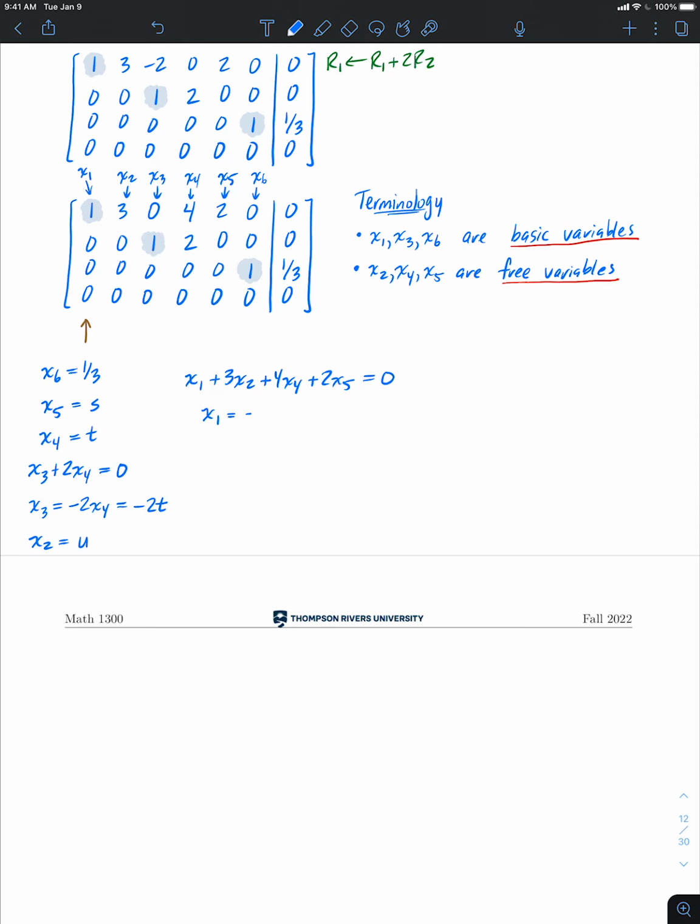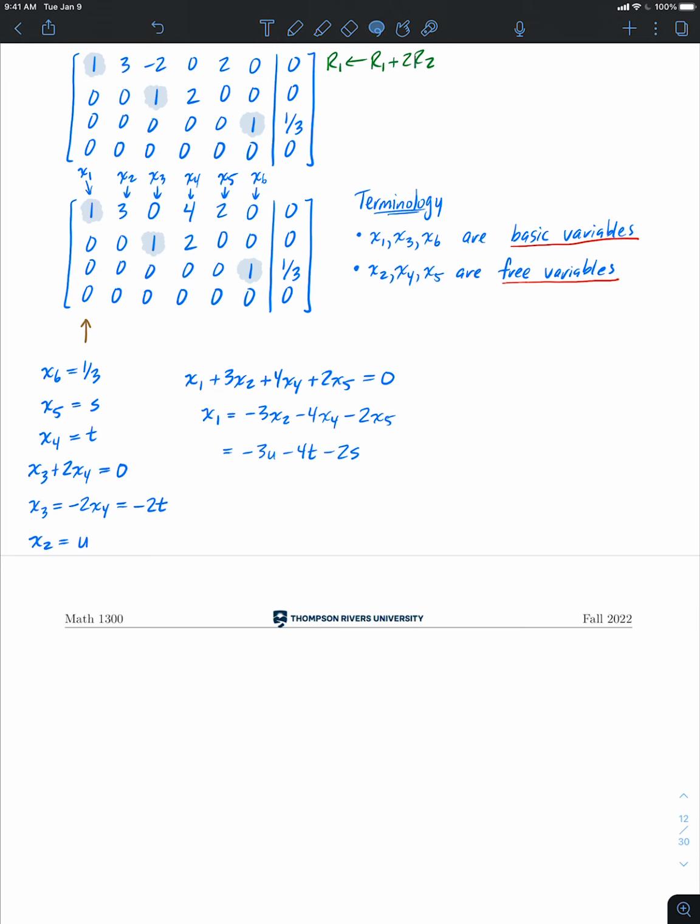We're going to get x1 is negative 3x2 minus 4x4 minus 2x5. And then each of those variables are free variables. They've been assigned parameters, so plug those parameters in. So x2 was actually u, x4 was t, and then x5 was s. So we got minus 2s. So that completes our isolation of x1.